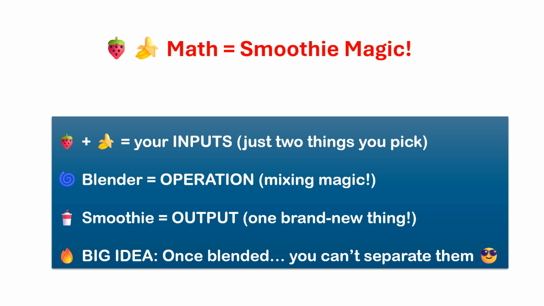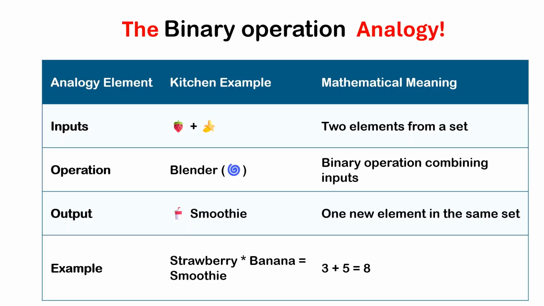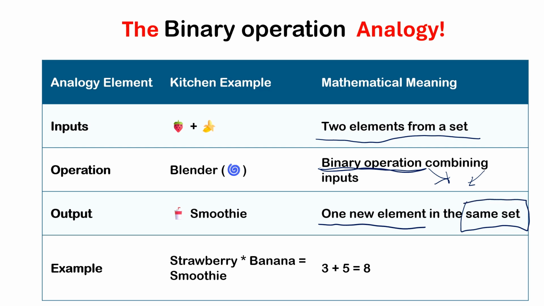What this operation is doing is taking two inputs and giving you a new output. Mathematically, we can say that two elements from a set are taken, and this binary operation concept combines or merges these two inputs to give one new element. What is important is that the element belongs to the same set. For example, strawberry and banana belong to the set of edible elements, and the output we got was a smoothie, which is another edible element.